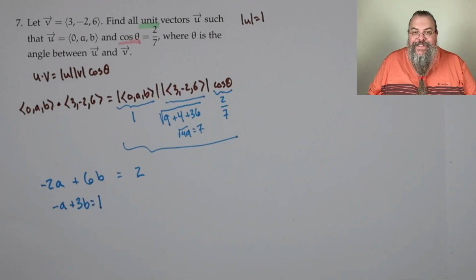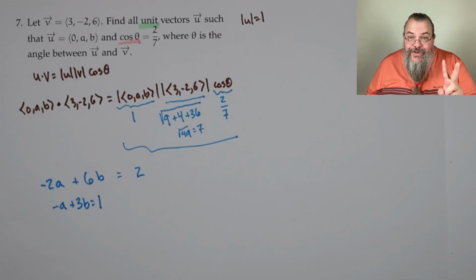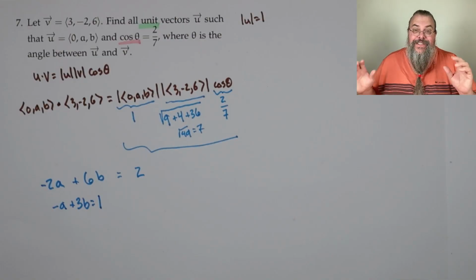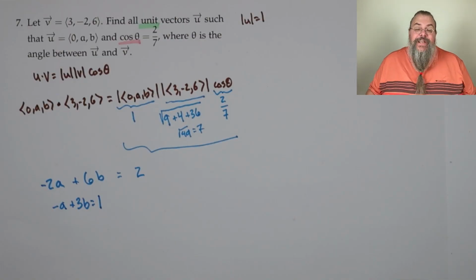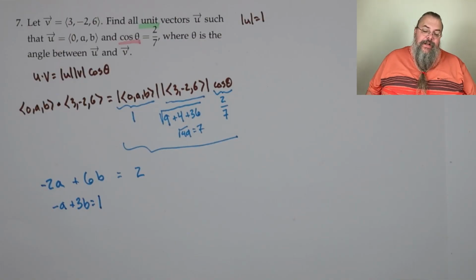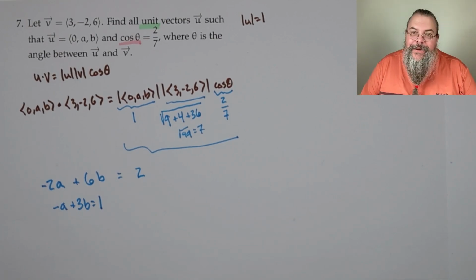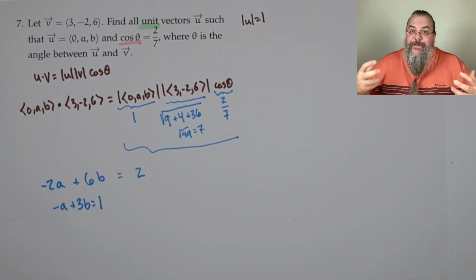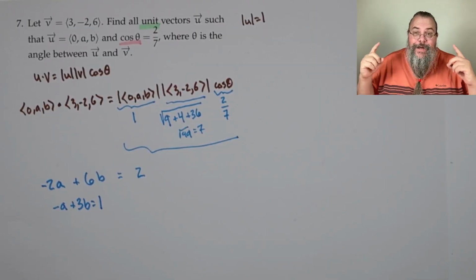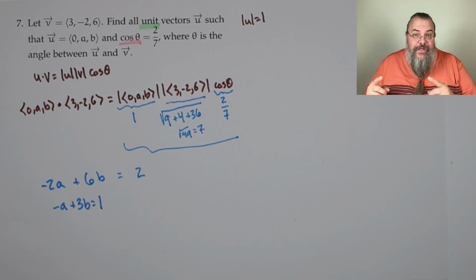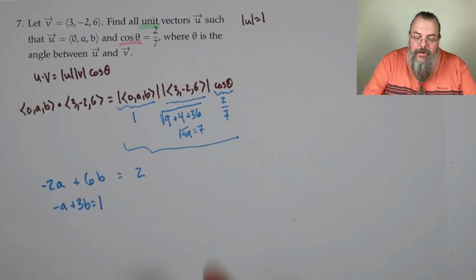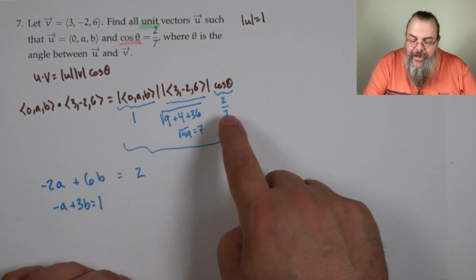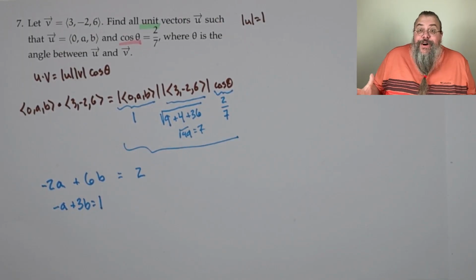But hold on a second. That's one equation, 2 unknowns. Something's not right. If we have to solve for 2 unknowns, we should have 2 equations. We feel like there's not enough information. But have we used all of our information? Well, you could say, yeah, we used that it was a unit vector. We used that cosine theta was 2/7. Didn't we use it all?